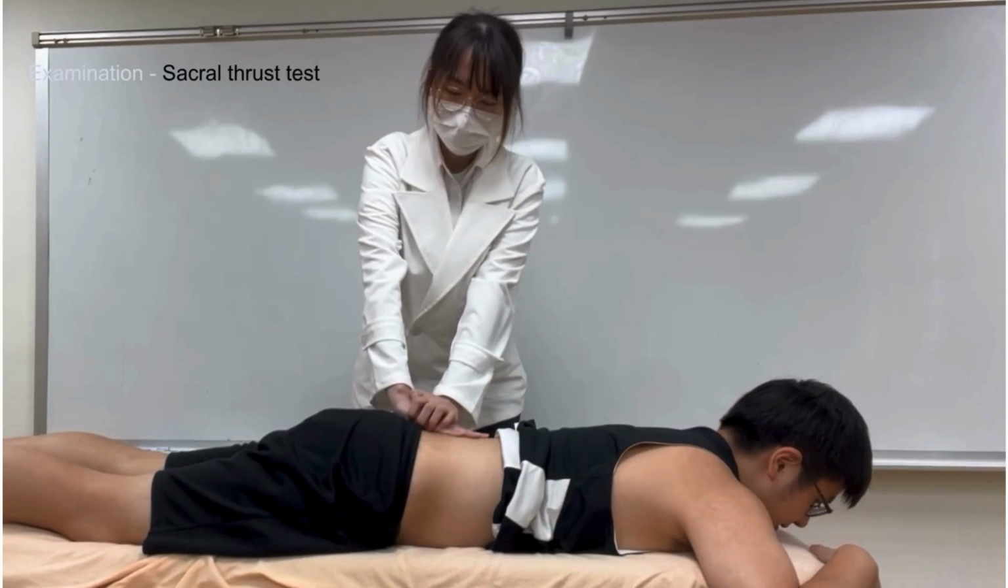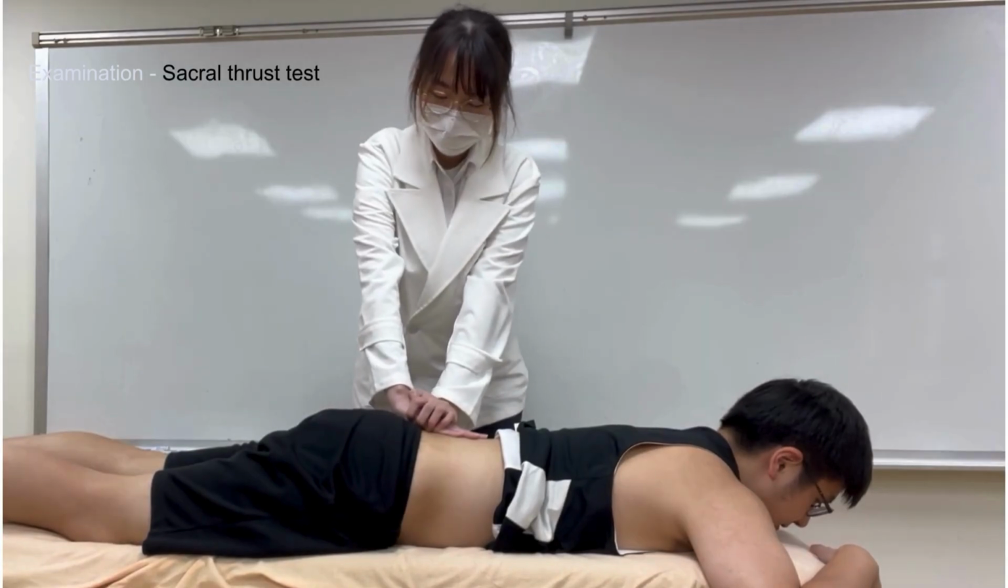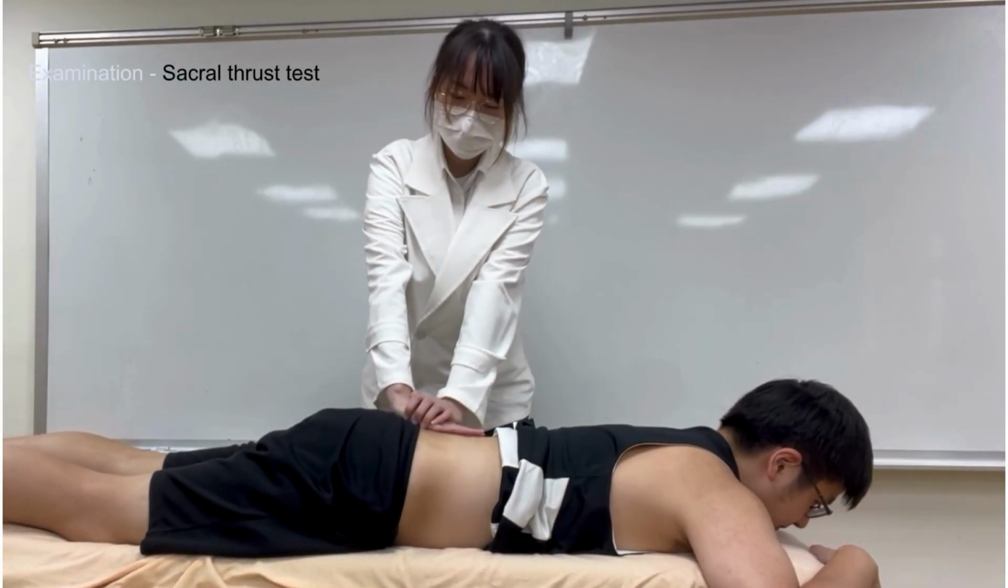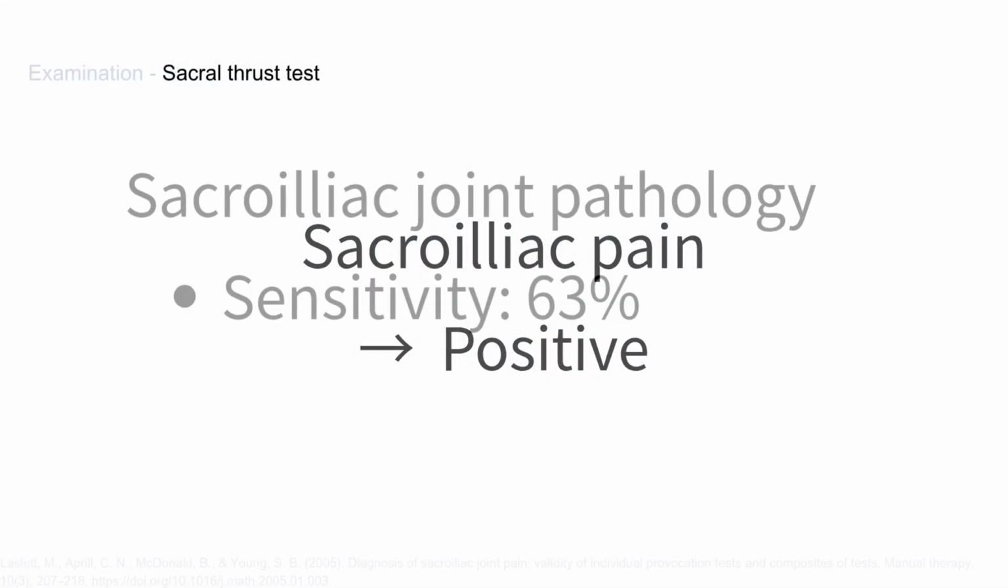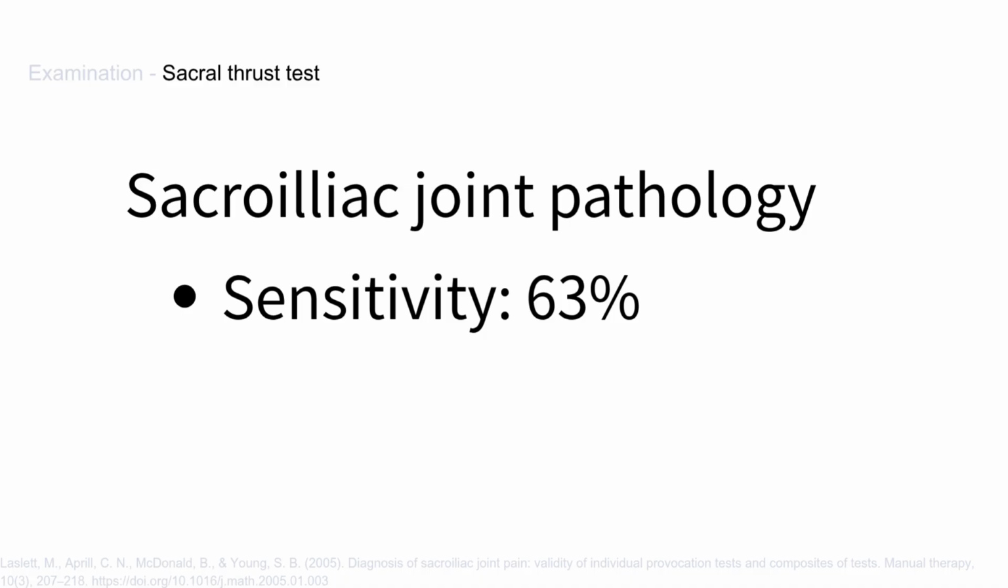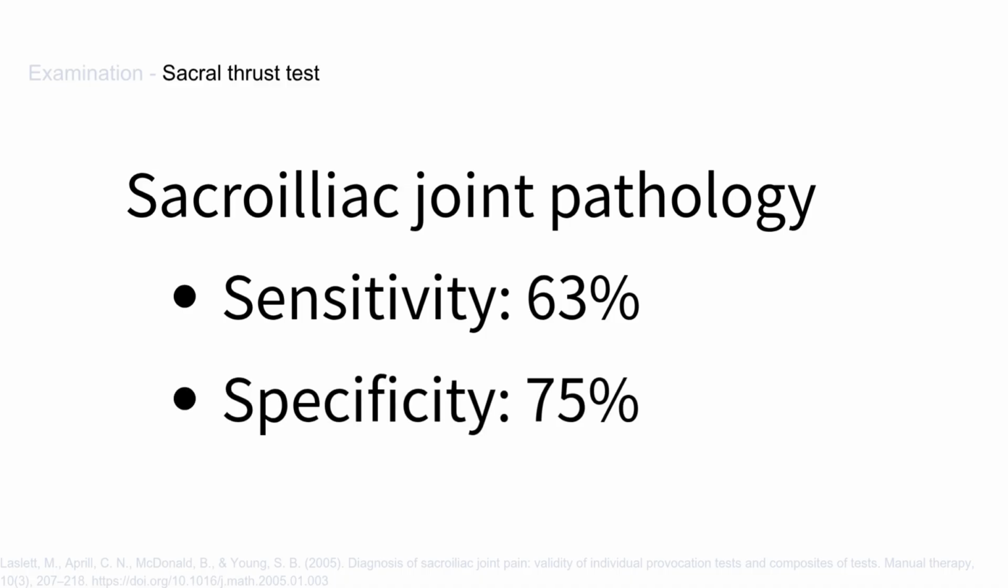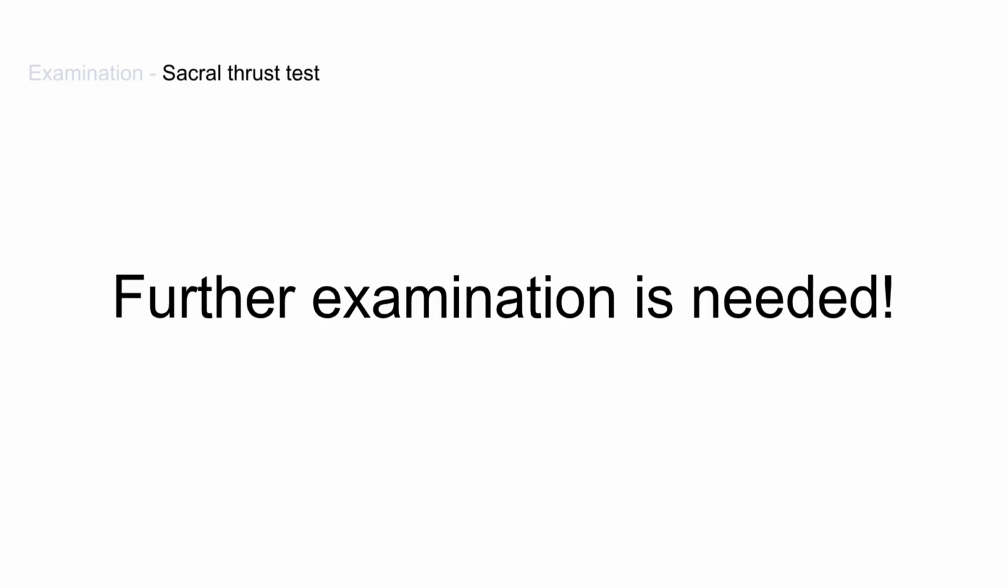Next, perform the sacral thrust test. With the patient prone, apply an anteriorly directed force over the sacrum, using both hands to stress the sacroiliac joints. The test is positive if it reproduces sacroiliac pain. This test has a sensitivity of 63% and a specificity of 75% for diagnosing sacroiliac joint pathology. In younger patients, sacroiliitis should raise concern for underlying conditions such as ankylosing spondylitis. If sacroiliitis is suspected, a more detailed physical examination is warranted, though this is beyond the scope of the current video.